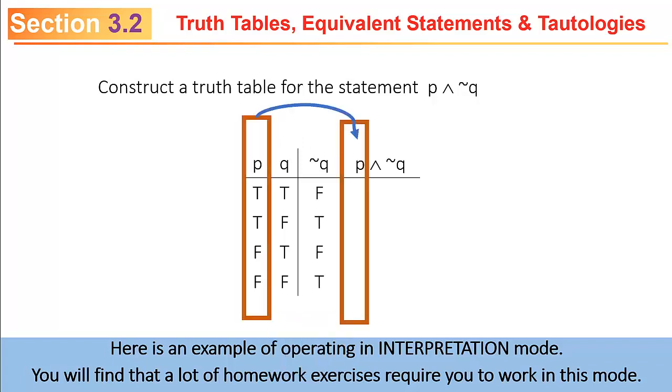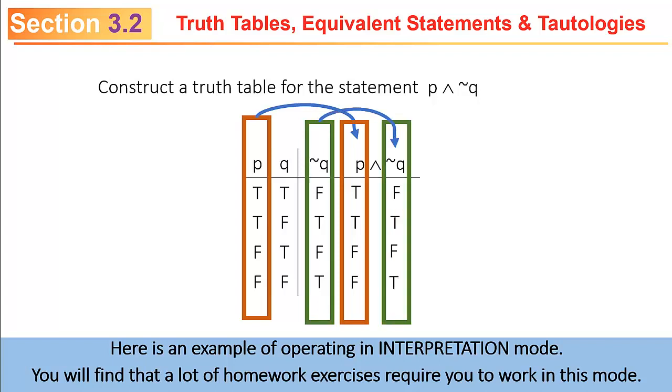Now that I've done that, I move to the last column, and the last column has a statement P in it. So what I can do is just lift the values of P on the far left and transfer them over under the P in the last column. And then I can do the same thing with the not Q. I see on the other side of the and there's a not Q, so I can simply lift those values and slide them over under the not Q.